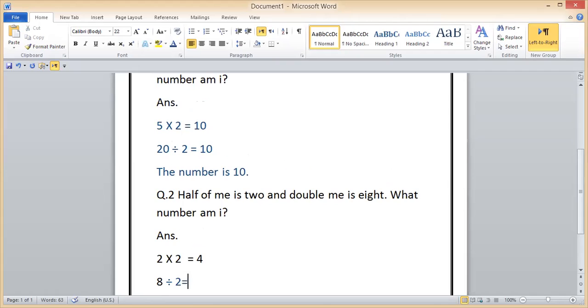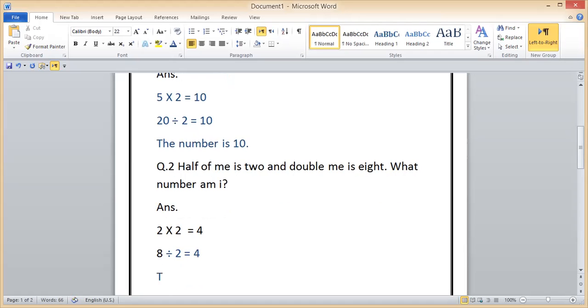So 8 divided by 2: 2 multiplied by 1 is 2, 2 by 2 is 4, 2 by 3 is 6, and 2 by 4 is 8. So the number here, the answer is, the number is 4. Very good, Sharif. Very good, Muhammad. Very good, Ahmad Yusuf. Amido, what are you doing? Is it clear, guys? Question number 2.